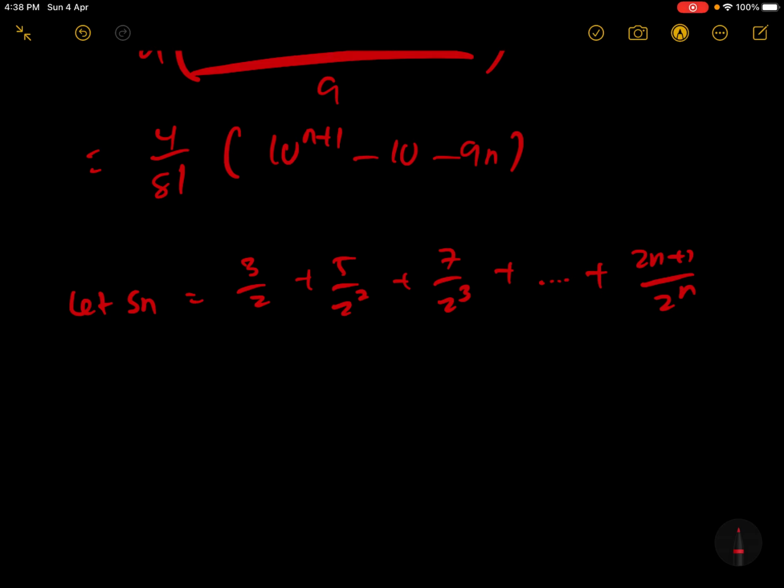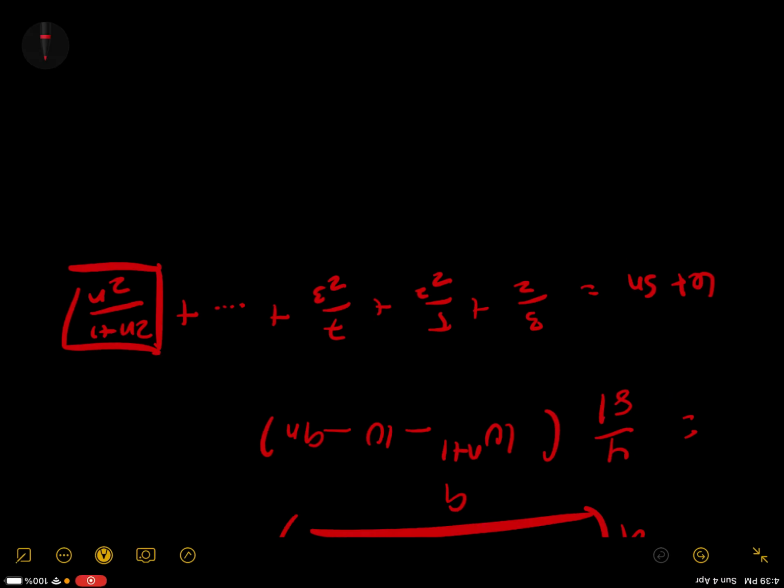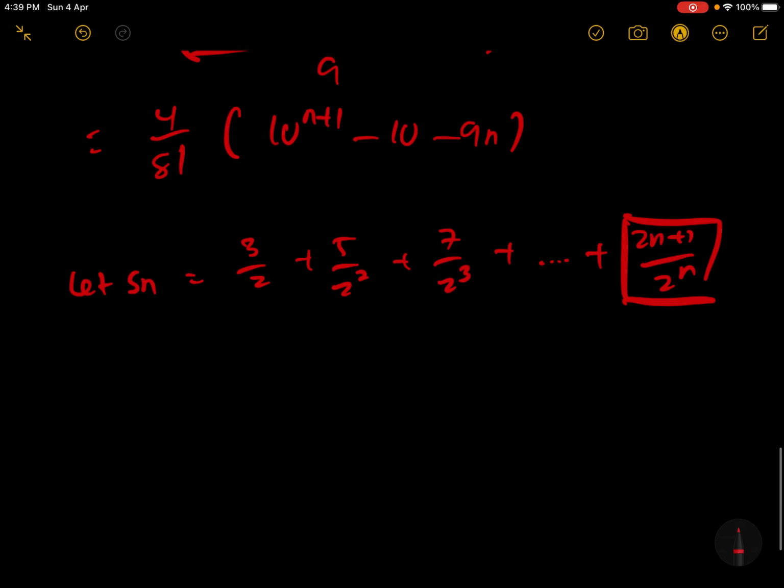So sometimes they won't give you this, but if you know that 3, 5, and 7 and so on form an AP, and 2 power 2, 2 power 3 and so on form a GP, then even if they don't give you this final term, you should be able to find it yourself. Then the answer will be 2n plus 1 over 2 to the n. I mean the final term.